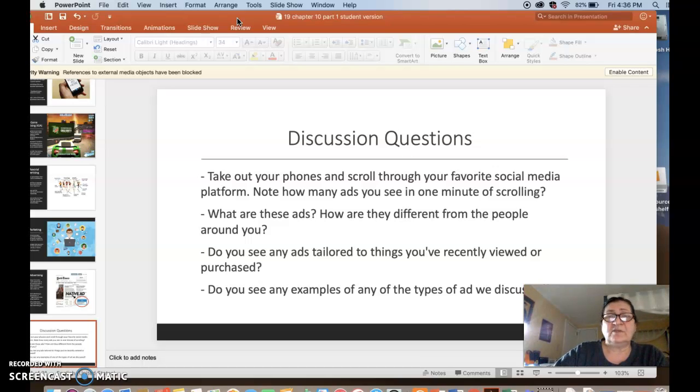So, if you want to practice a little bit of discussion, you can scroll to your social media platform and count how many ads you see per minute and what are those ads about. Do you see any ads tailored to things that you've recently viewed or purchased? How are they different from people around you? Do you see any examples of any types of ads that we discussed in this chapter? And so we can talk about this in our next class.